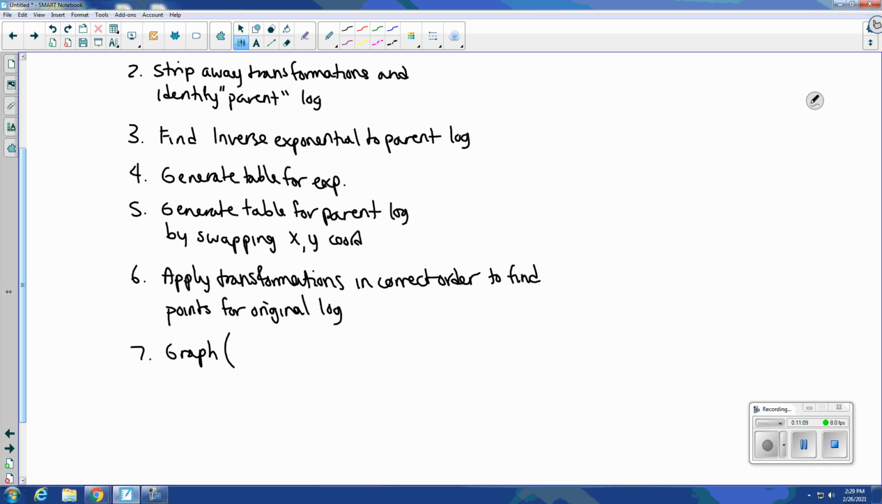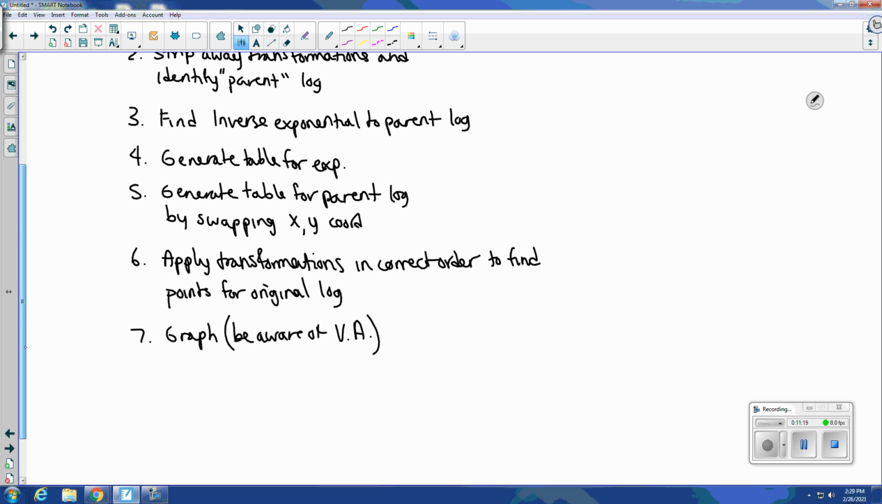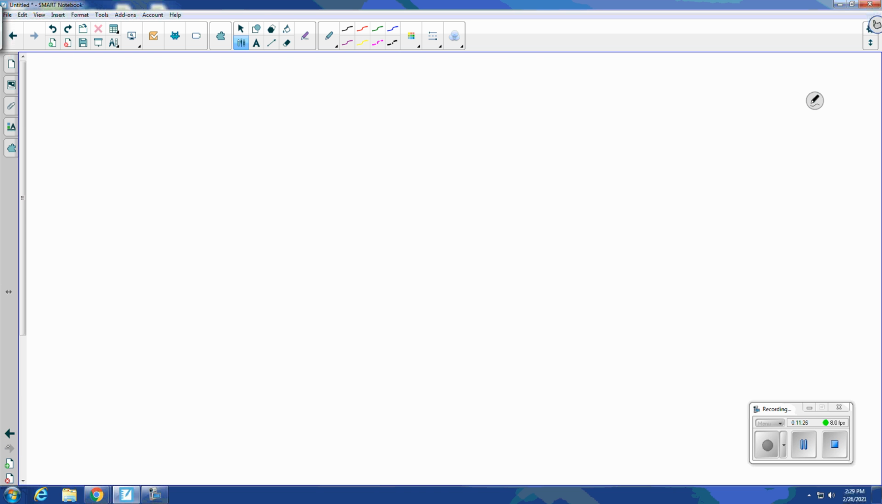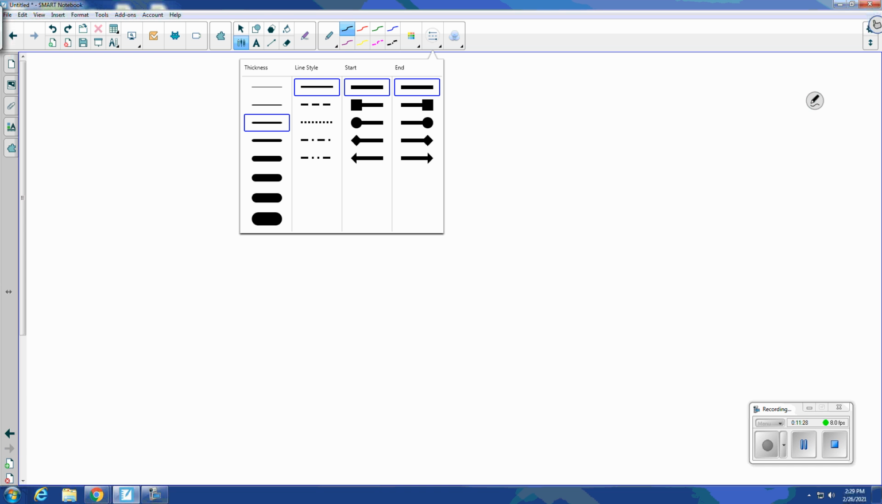And when you graph, just be aware of the vertical asymptote, okay? So make sure you know where that thing is so you're not crossing over it. And it helps you identify domain as well. So now that we have those steps, let's look at an actual example that incorporates multiple transformations.